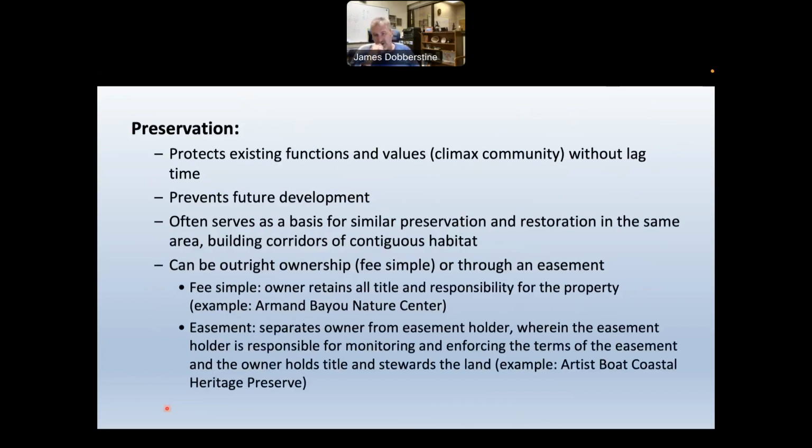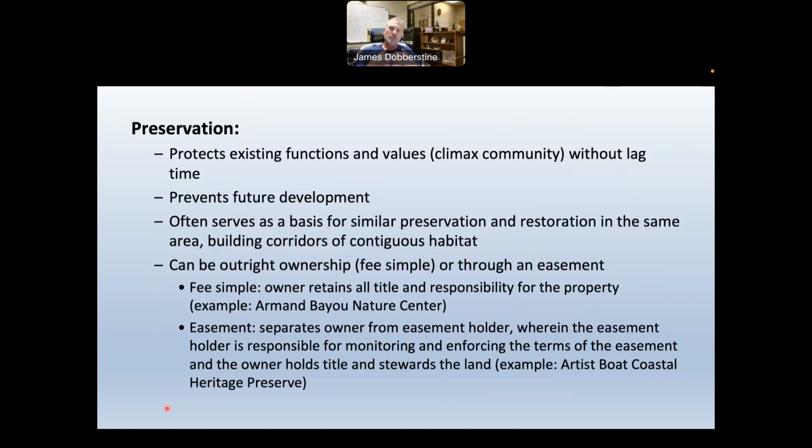All right, so let's run through these in a little more detail, right? So preservation, this is the highest level, and I will tell you as a professional, if this is an option, this is the best option, right? If you can do this, you have a system that is at its functional climax. So it is every ecologic niche that can be filled is filled. This is a great way to go because it protects those existing functions and values without the lag time that comes with a restoration type project, right?